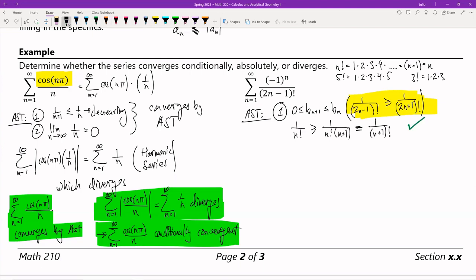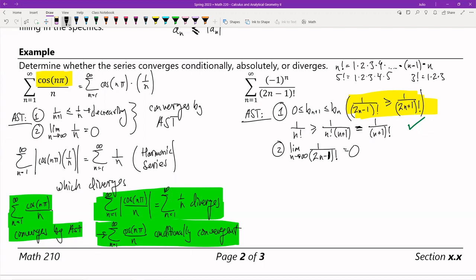Number 2. We need to show this: the limit as n goes to infinity of 1 over (2n minus 1) factorial. I'm hoping this is 0. And it is.